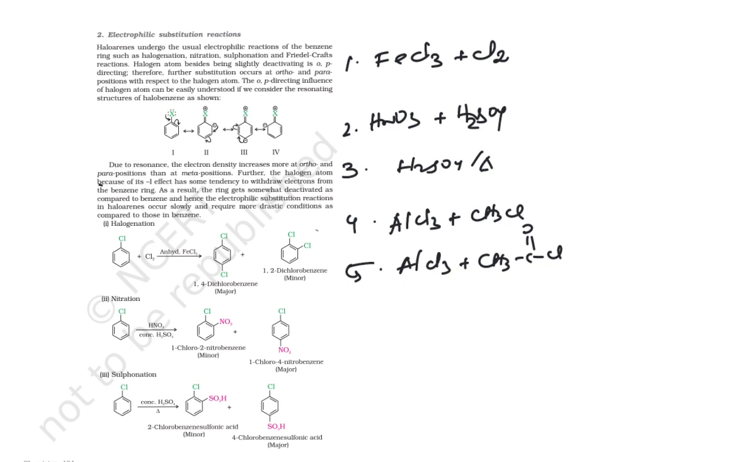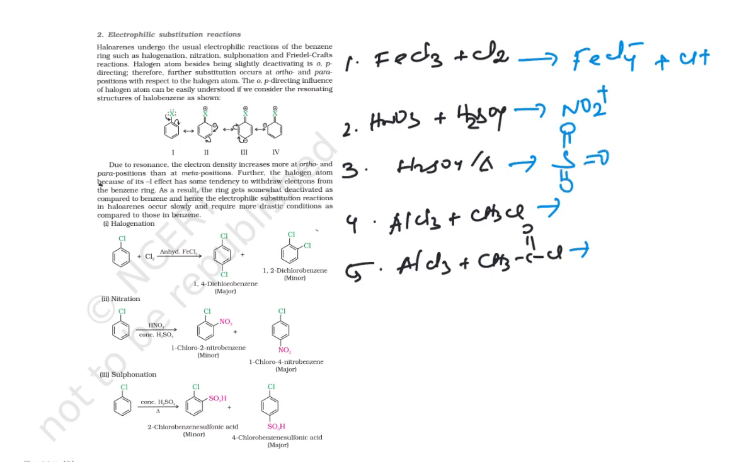Okay. So I will give the electrophile which is generated in all five cases. In the first one, there is a formation of FeCl4 minus and Cl plus. In the second one, there is a formation of NO2 plus. In the third one, there is a formation of SO3. Then the fourth one, CH3 plus. Then the fifth one, CH3C=O plus.